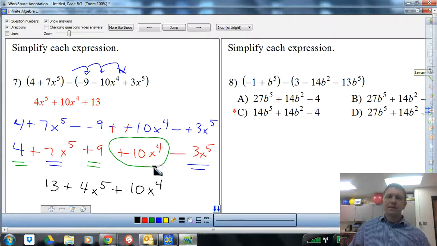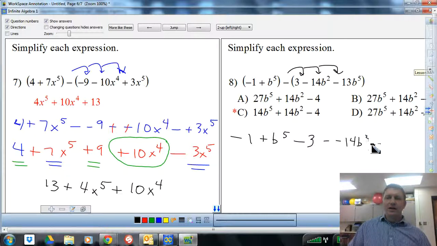Okay, let's do number 8 over here real quick. Minus 1 plus b to the 5th. I just rewrite it down. Okay, then go minus, and this minus is applying itself here and here and here. It's going to minus all 3 of those pieces. So we're going to go minus 3, then we go minus a negative 14b squared, and we're going to go minus a negative 13b to the 5th.